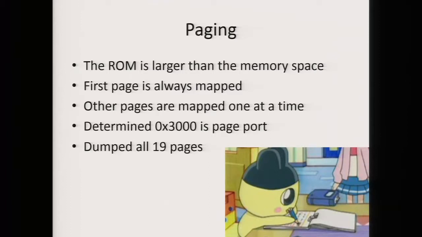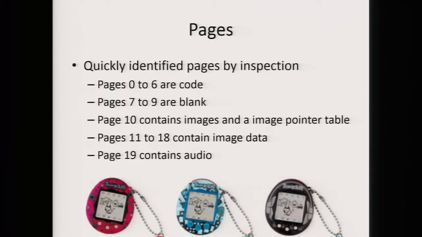Unfortunately, this wasn't the entire ROM, because the ROM is actually much larger than the memory space, and it uses ROM paging to make its memory space larger. So basically, the way it works is the first page of ROM is always mapped, and that's in the upper half of addresses, and then the lower half of addresses can be different parts of the ROM depending on a register. And looking at the first page, which I managed to dump, I was able to figure out what this register was. It was 3,000, and then I was able to dump all 19 pages of ROM.